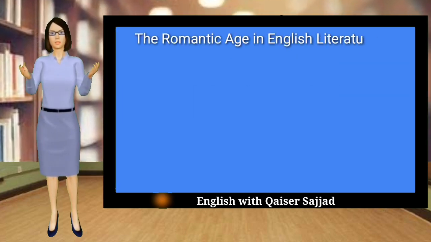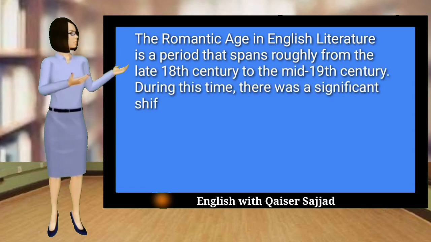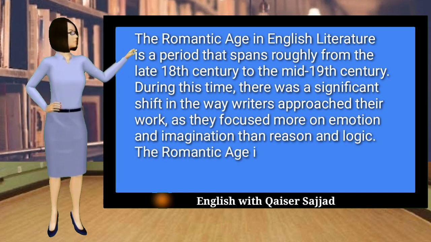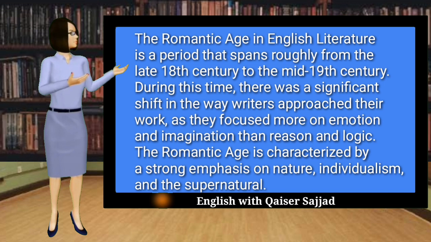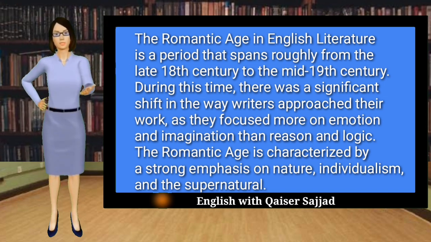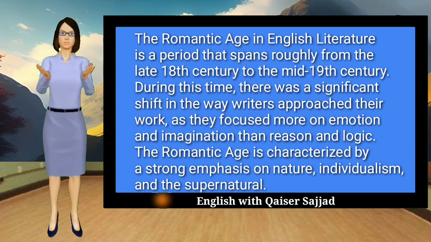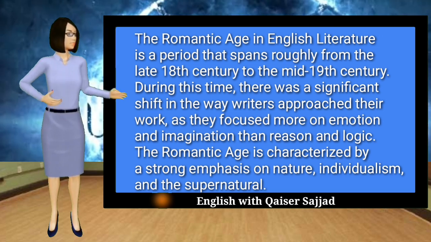The Romantic Age in English literature is a period that spans roughly from the late 18th century to the mid-19th century. During this time, there was a significant shift in the way writers approached their work, as they focused more on emotion and imagination than reason and logic. The Romantic Age is characterized by a strong emphasis on nature, individualism, and the supernatural.